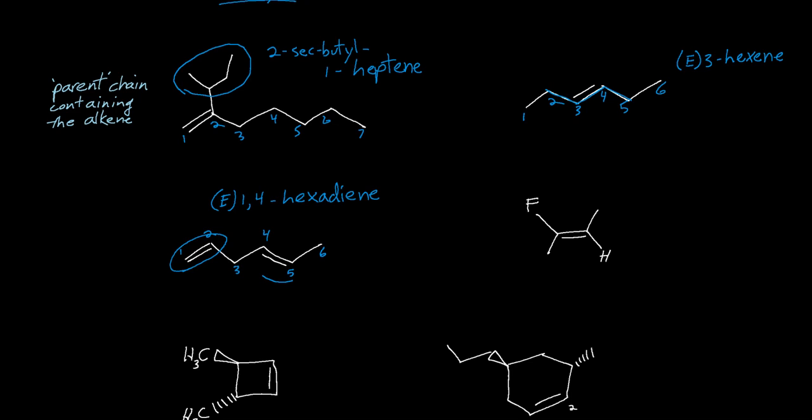What about this one? It's a butene. 1, 2, 3, 4. It's 2-butene for the parent molecule. It's got a fluorine at carbon 2. So it's 2-fluoro, F-L-U-O-R-O, 2-fluoro-2-butene. And we have to define E/Z here. So priority groups, 1, 2, 1, 2. From 1 to 1 looks like E, so it's Z. Z-2-fluoro-2-butene.